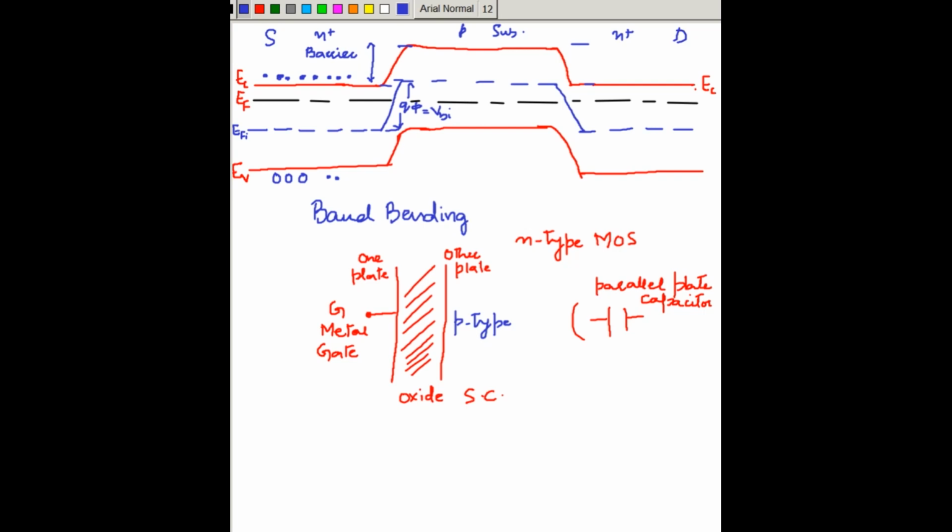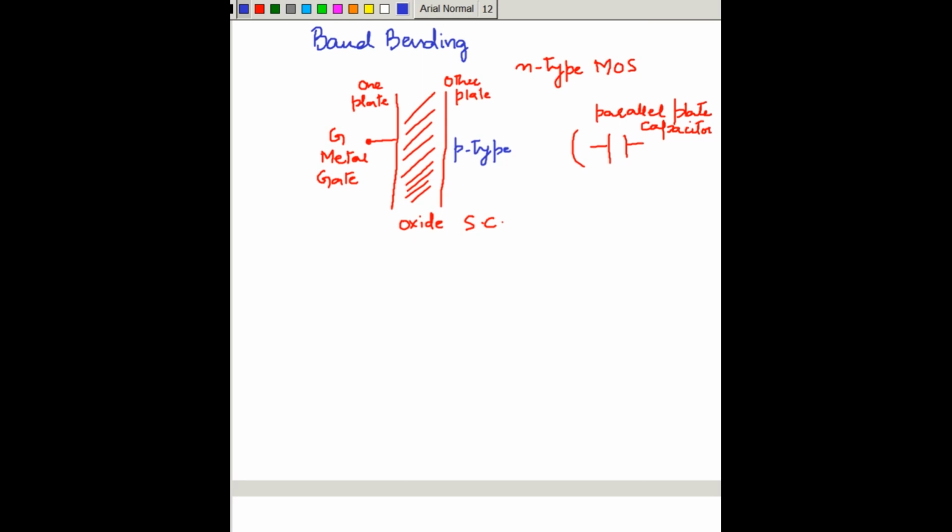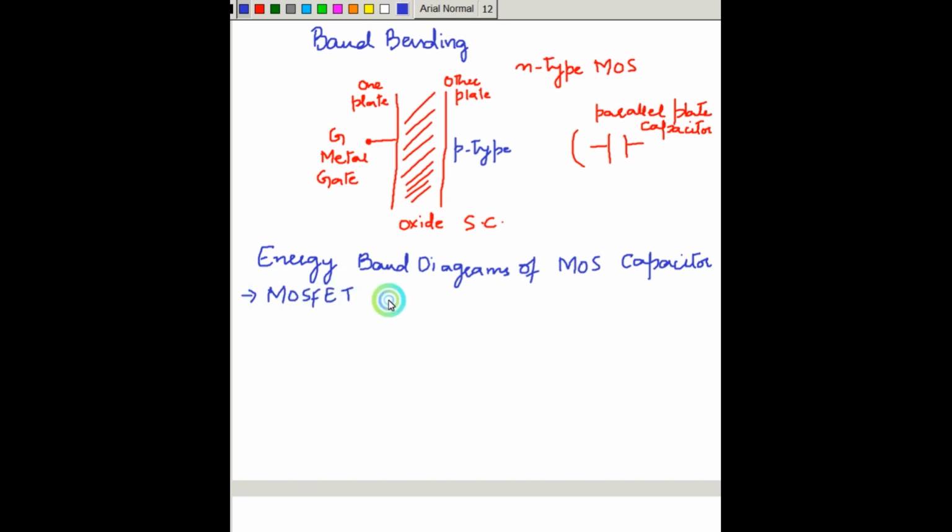Very simple now. We need to analyze now the energy band diagrams of the MOS capacitor. We all know how the MOSFET operates. That is the MOSFET operation. You have studied it in VLSI design, in basic electronics, and in solid state devices. So we all know MOSFET operation.